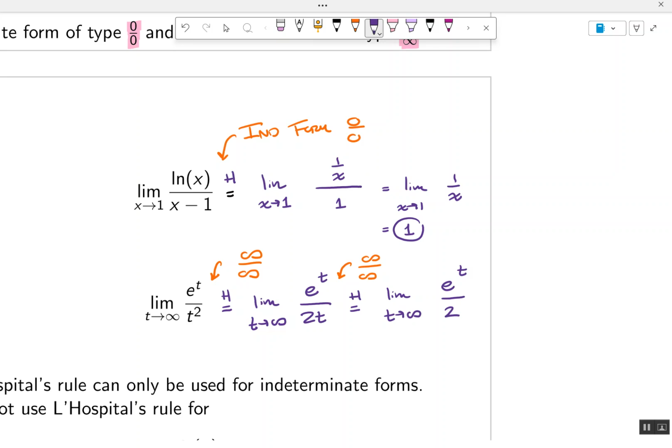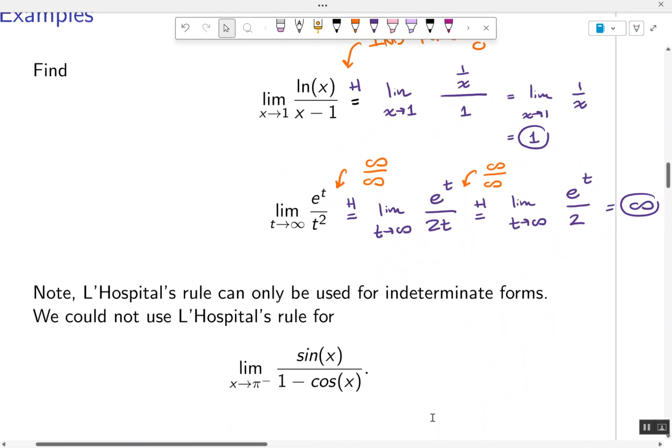And so now we can think about what happens as e to the t continues to grow, as t grows. So this is going to get really huge. e to the really huge is really huge, divided by 2 is really huge. So we can confidently say this is going to approach infinity. Note that L'Hôpital's rule can only be used for indeterminate forms, when we have 0 over 0 or infinity over infinity. We can't use it for other things.